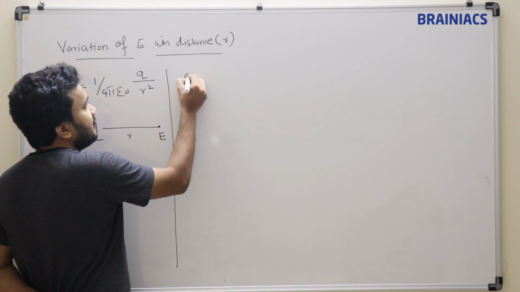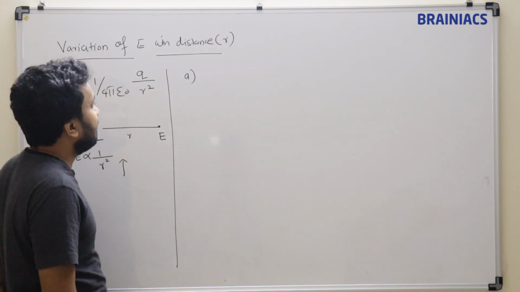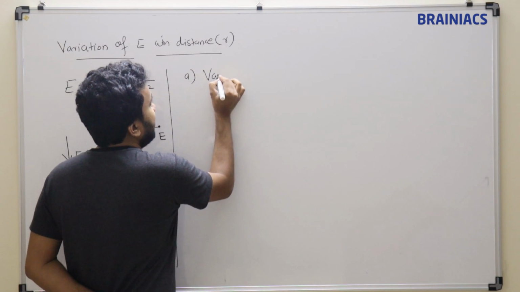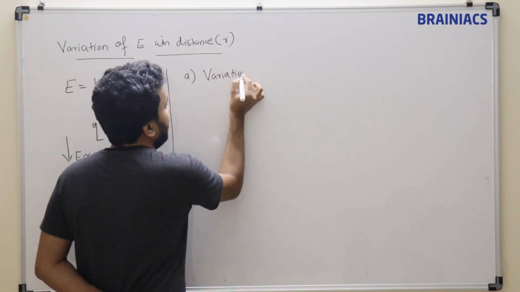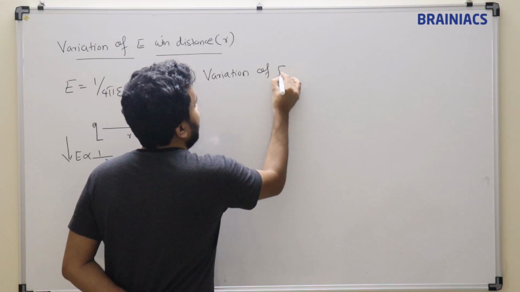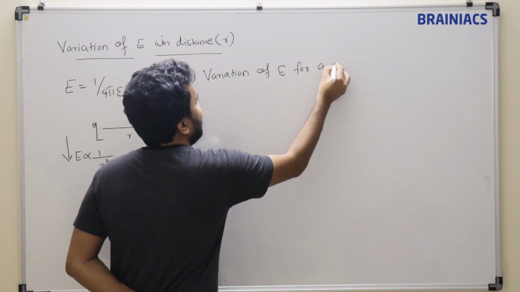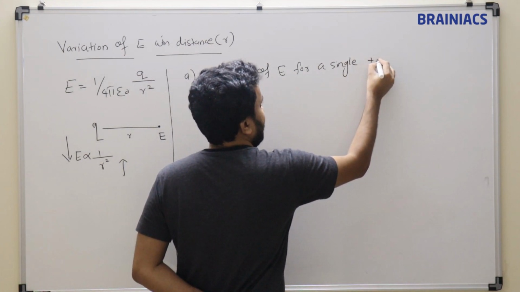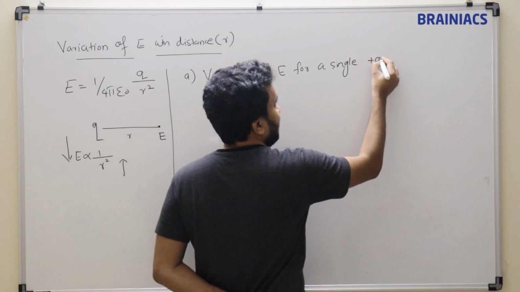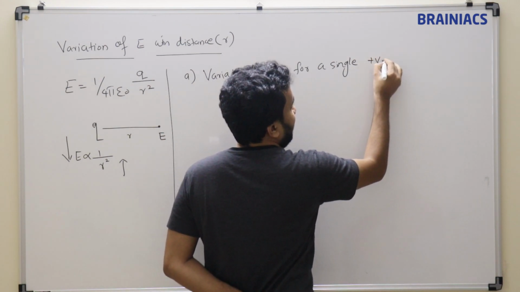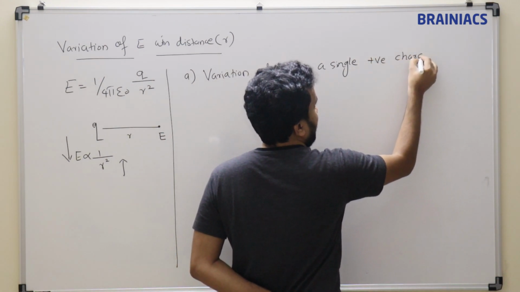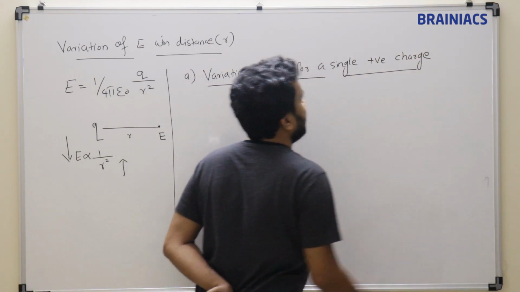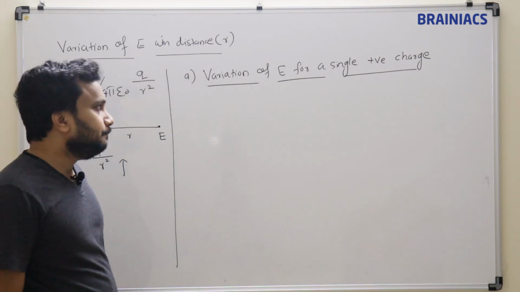Here write the first subheading. I am giving the first subheading as A. So give the subheading, write down along with me: variation of E for a single positive charge. Variation of E for a single positive charge.